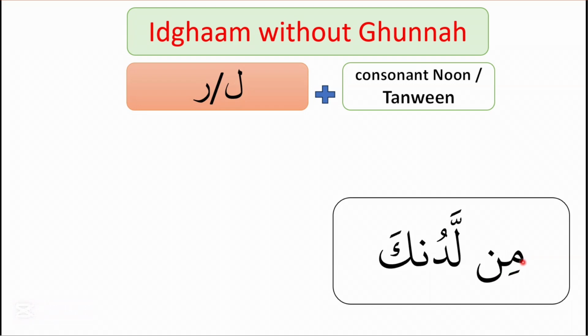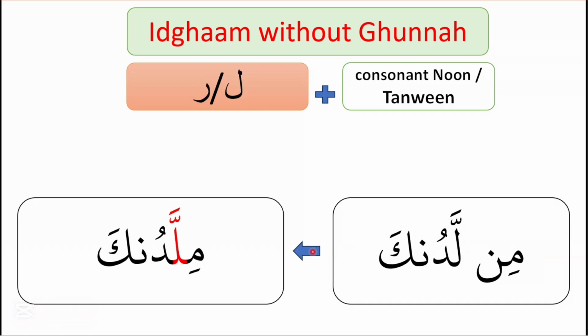So here you will say mil, mil, من لدنك. I am not saying من لا, I am saying directly من لدنك. Here we have the same words but without the letter noon, I deleted it, so من لدنك.